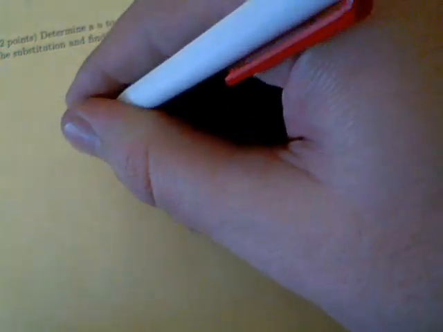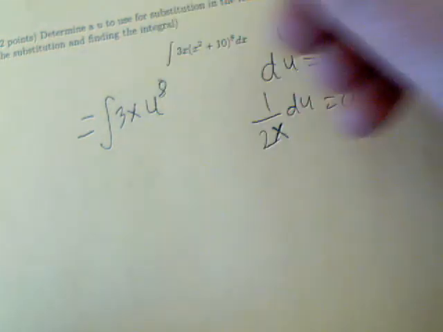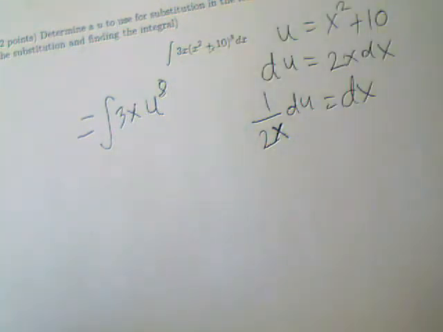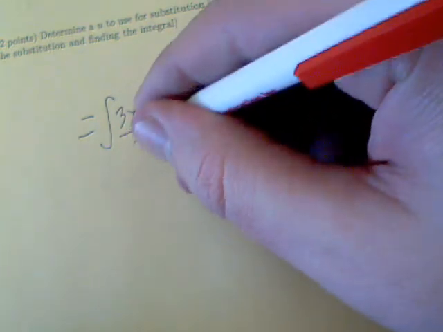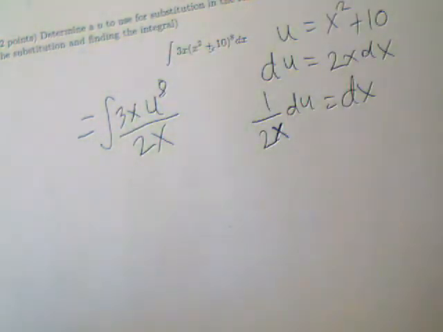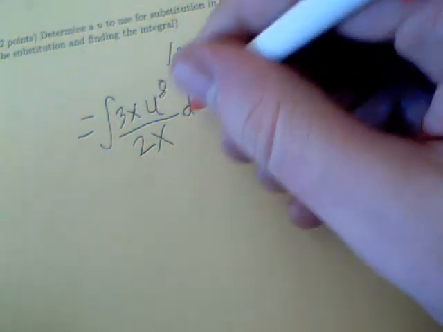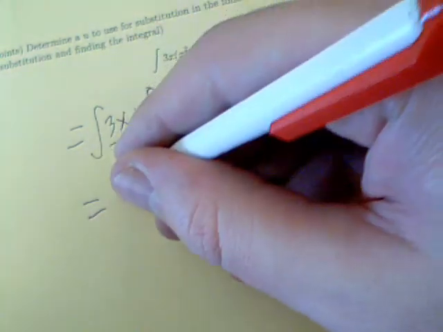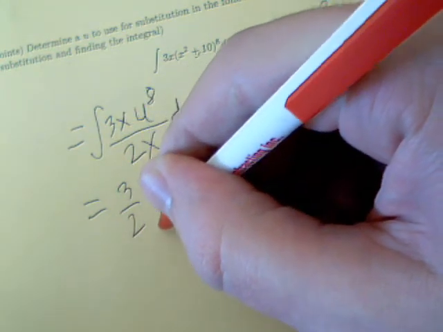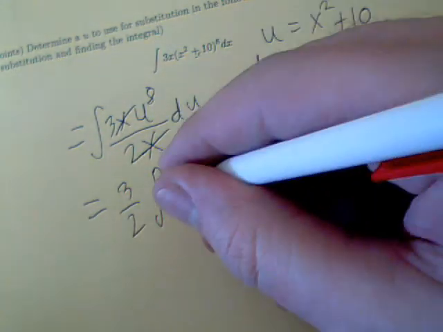So this integral up here is really integral of 3x times u to the 8th. So I substituted x squared plus 10 for u. And then times 1 over 2x. I can stick that under there because it's just multiplying a fraction. And dx becomes du now. Okay. Well, I've got this 3 in front, I've got this 2 over here, that's 3 halves. I can pull that outside of the integral. And oh look, x over x, that cancels. So I'm left with this.